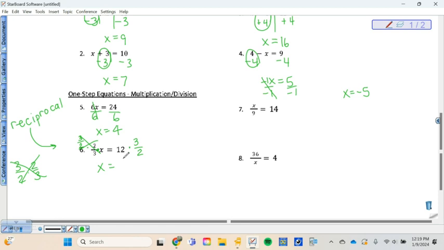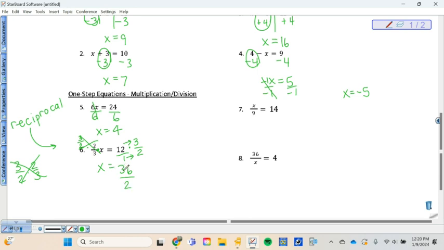And let's turn that 12 into a fraction by sticking a 1 underneath it. How do I multiply two fractions together? What do we need to do? Go straight across. What's 12 times 3? And 1 times 2?